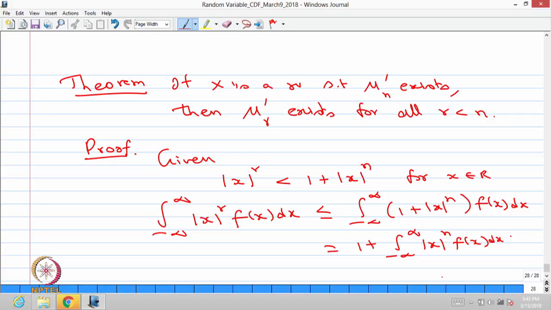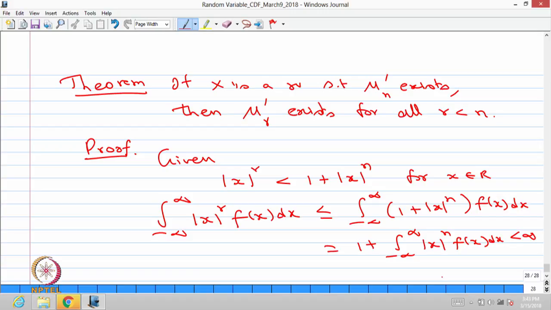And since the nth order moment about the origin exists, therefore this integration quantity is going to be finite, therefore this whole quantity is going to be finite. This implies minus infinity to infinity absolute of x power r f of x dx is finite, that is for all r which is lesser than n.